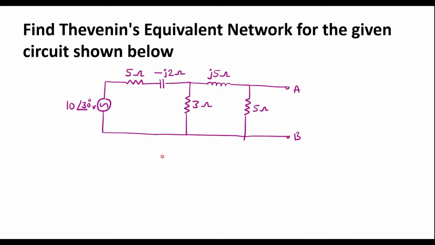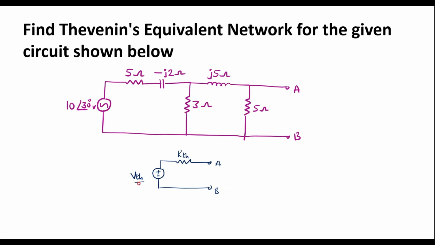That is, Thevenin's equivalent circuit consists of one voltage source in series with a resistor, across the terminals A and B. That is, we have to reduce this entire circuit only to a voltage and a resistor. This voltage is known as VTH, that is Thevenin's voltage, and this resistor is known as Thevenin's resistance. So we need to find VTH and RTH for this circuit.